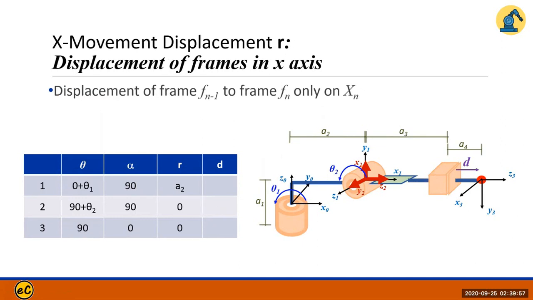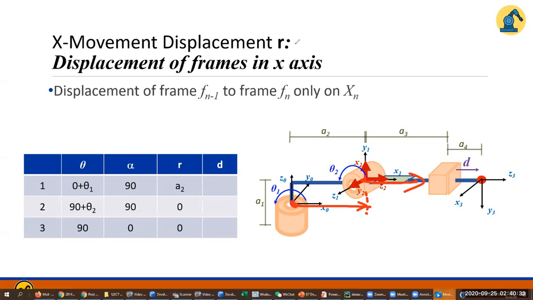So the third one is actually the x movement. For the x movement, you have the r, and this r is actually the movement of the frame 0 to frame 1 in the x1 direction. So here, the x1 direction will be this direction. Your x0 is over here, and moving in that direction to your s1. Your s1 actually is over here. So it needs to catch up this much. So it is a2.